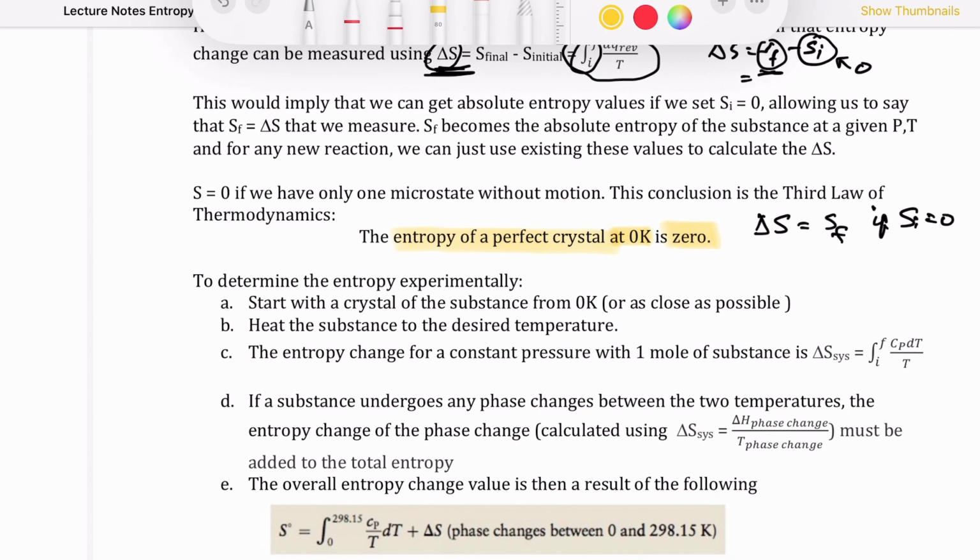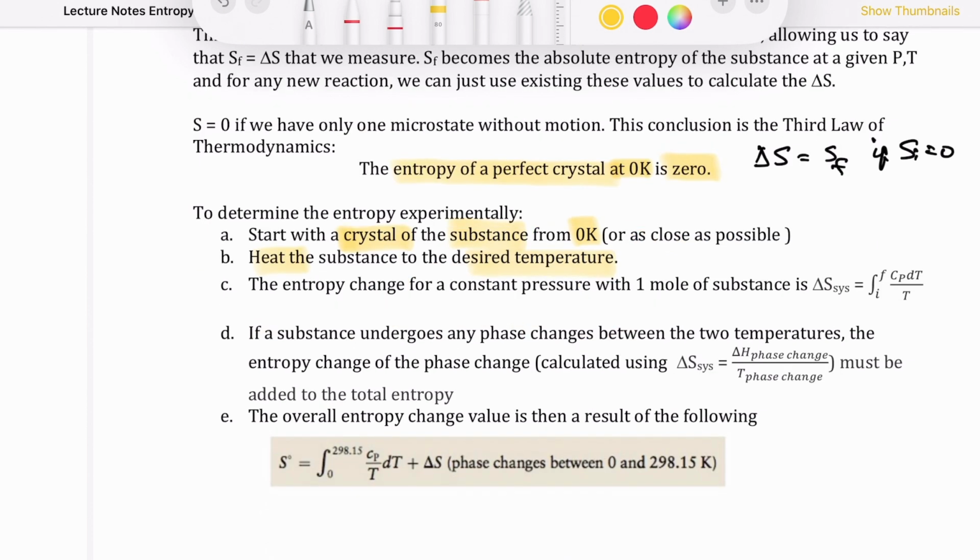Because experimentally, we can do it as follows. We can start with a crystal of a particular substance that we're interested in. Again, so let's say HCl or NaCl or sugar or whatever it is we want. We start from 0 Kelvin. When we start at 0 Kelvin, we can assume the entropy of that system is 0, okay? Because of the third law, right? And then what we'll do is we'll heat the substance all the way to the desired temperature. That could be 298 Kelvin or whatever it is that we want.